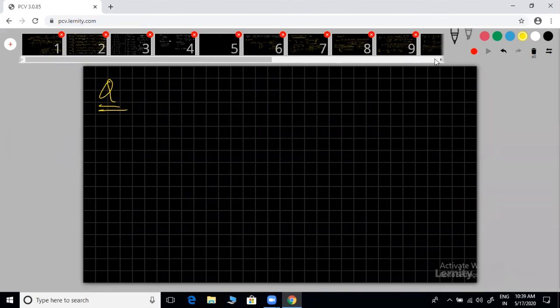The formula I'm giving here: M average equals (M1 A1 plus M2 A2) by (A1 plus A2). Now you can apply it to one question.